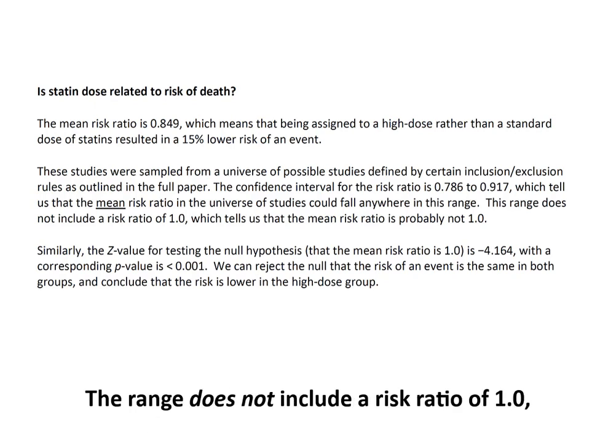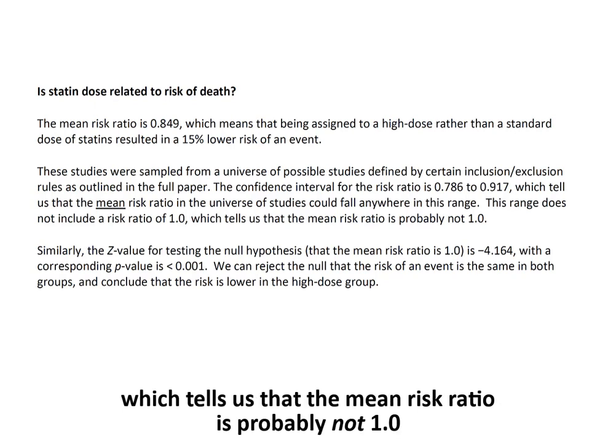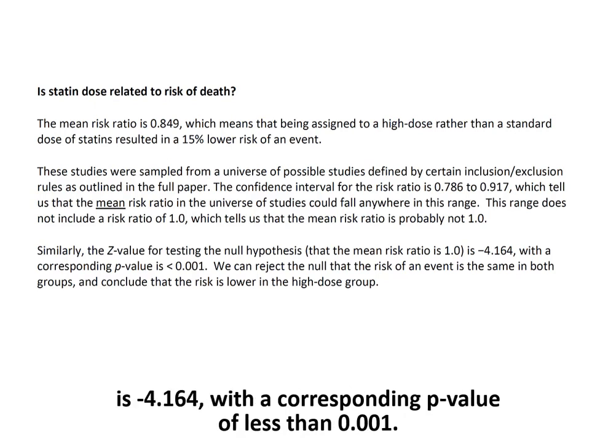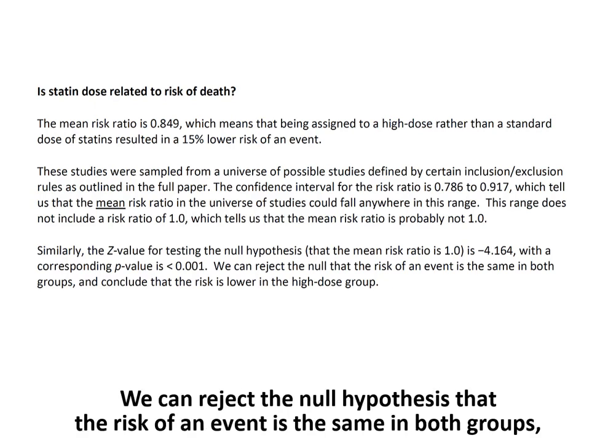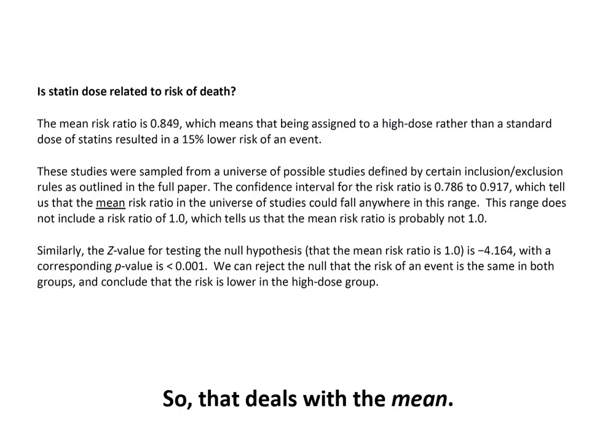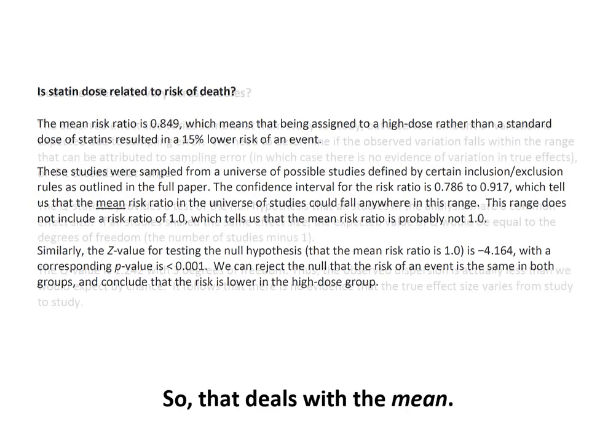The range does not include a risk ratio of 1, which tells us that the mean risk ratio is probably not 1. Similarly, the z-value for testing the null hypothesis that the mean risk ratio is 1 is minus 4.164, with a corresponding p-value of less than 0.001. We can reject the null hypothesis that the risk of an event is the same in both groups and conclude that the risk is lower in the high dose group. So that deals with the mean.